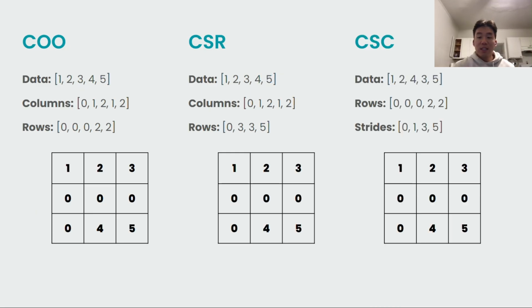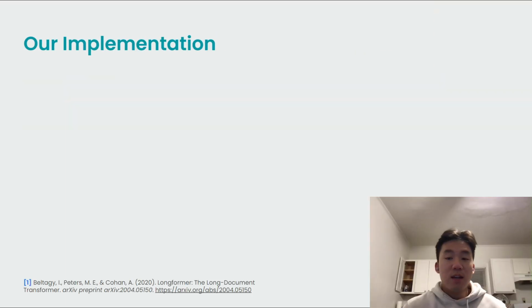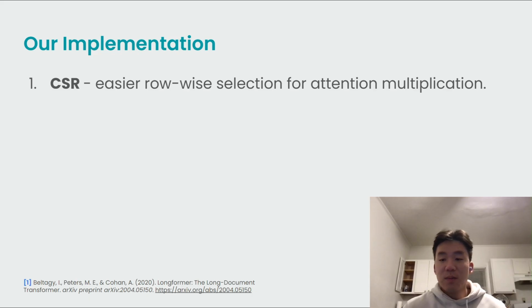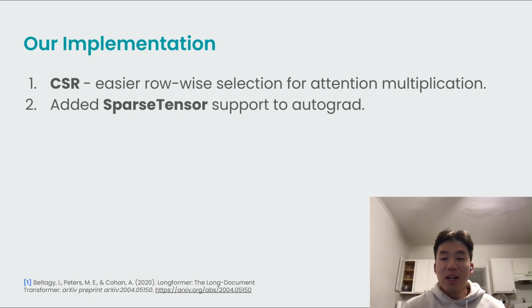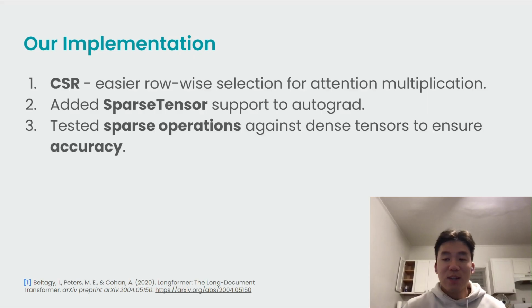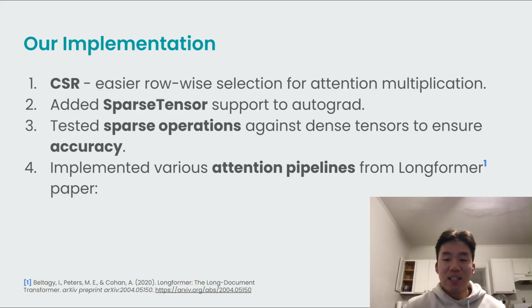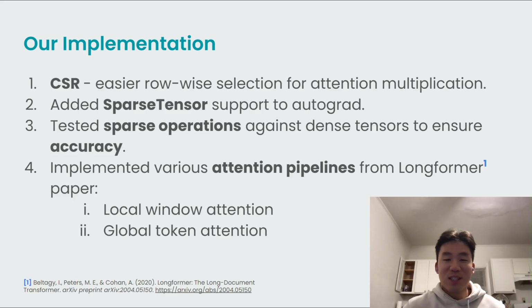There's also CSC, which is compressed sparse column and works for columns instead of rows. For our implementation, we selected CSR because the row-wise selection makes it easier for multiplication operations during attention. We then added sparse tensor support to AutoGrad. We tested sparse operations against dense tensors to ensure they're still accurate with the sparse matrices, and then we implemented various attention pipelines from the Longformer paper, such as local window attention, global token attention, and random attention.